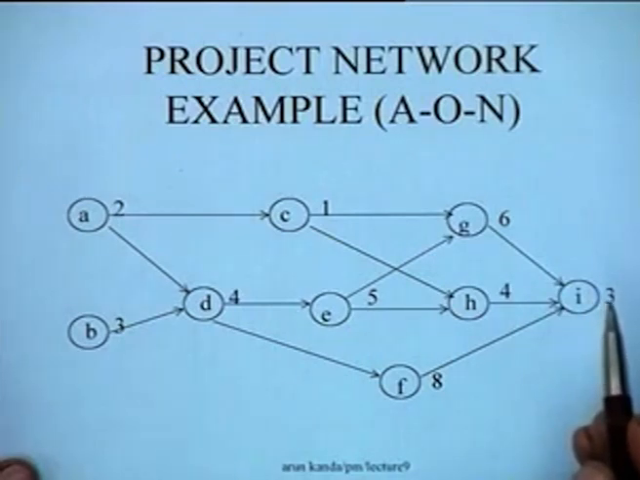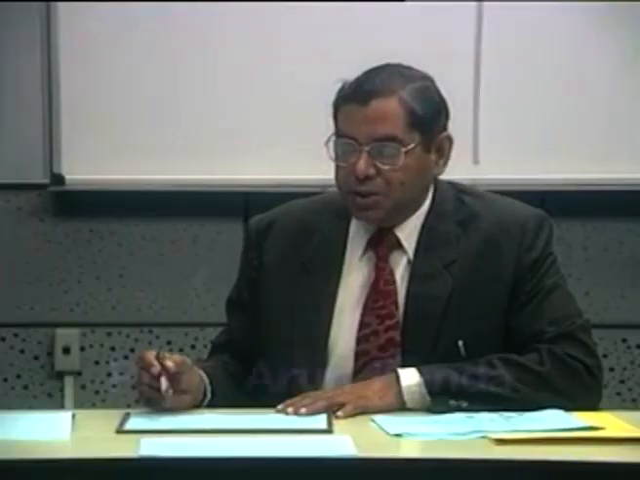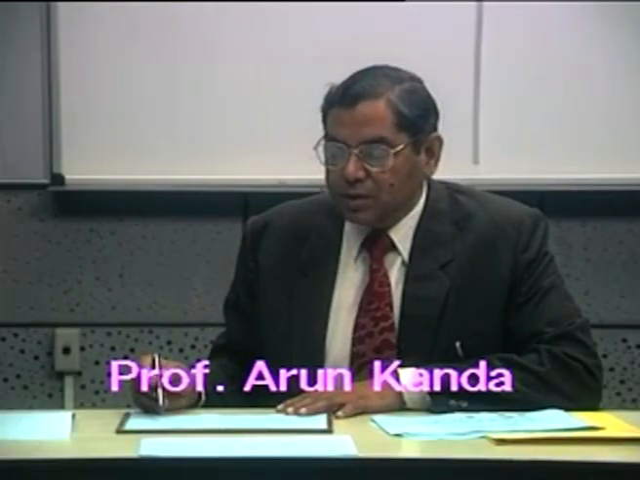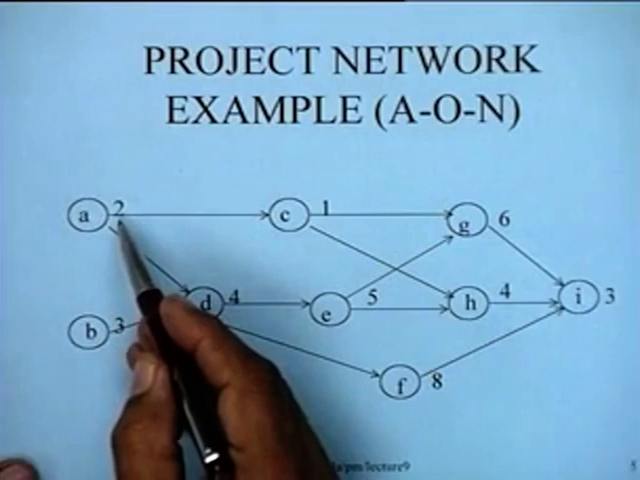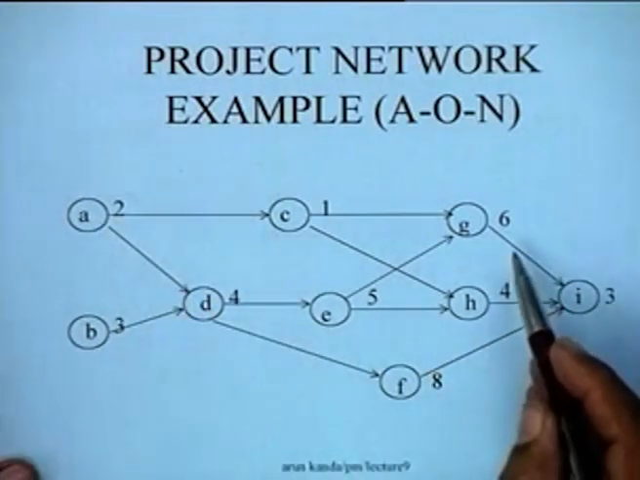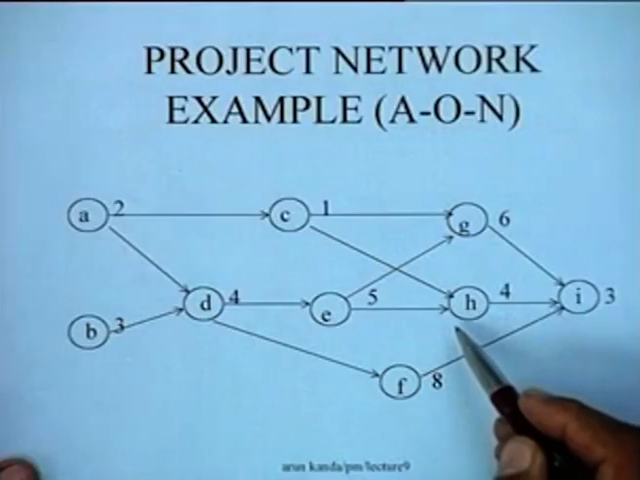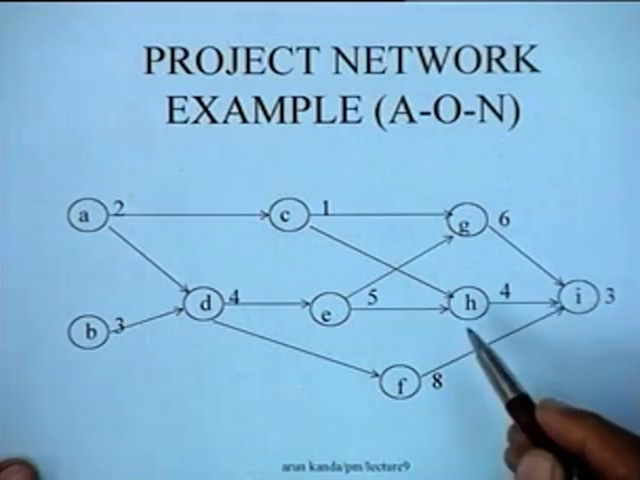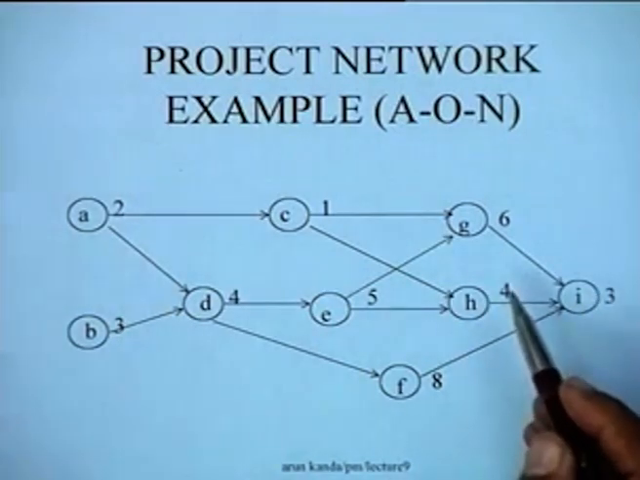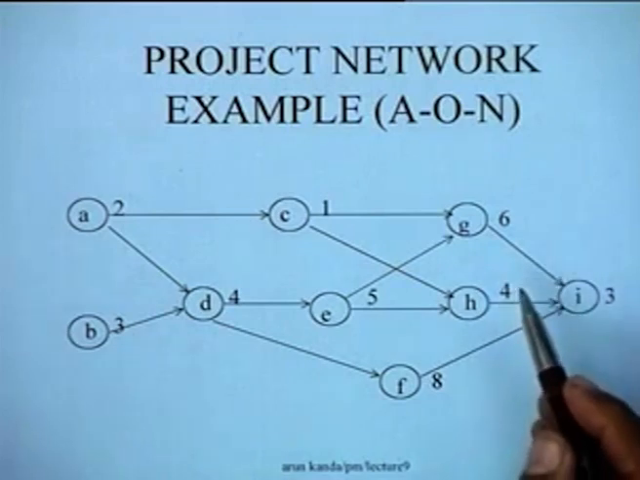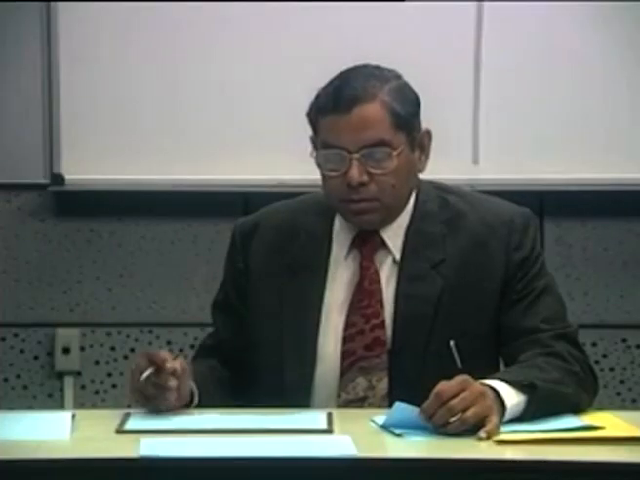So what we are now going to do is basically perform the forward pass and the backward pass computations on this network. Notice that we do not have an event interpretation at all. We have the jobs which have durations which are given here. So what we are actually going to compute is the early start and the early finish of activities, which is obtained by a forward pass, and the late start and the late finish of activities, which is obtained by a backward pass.